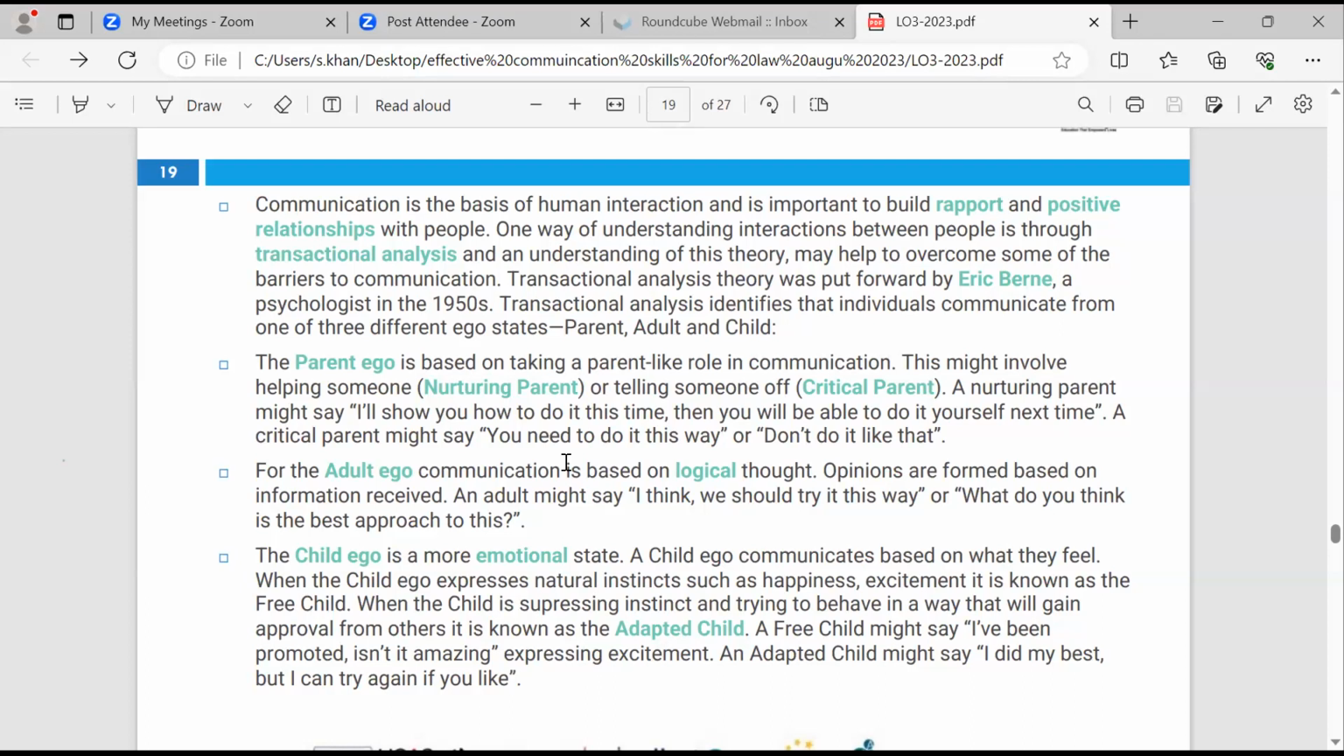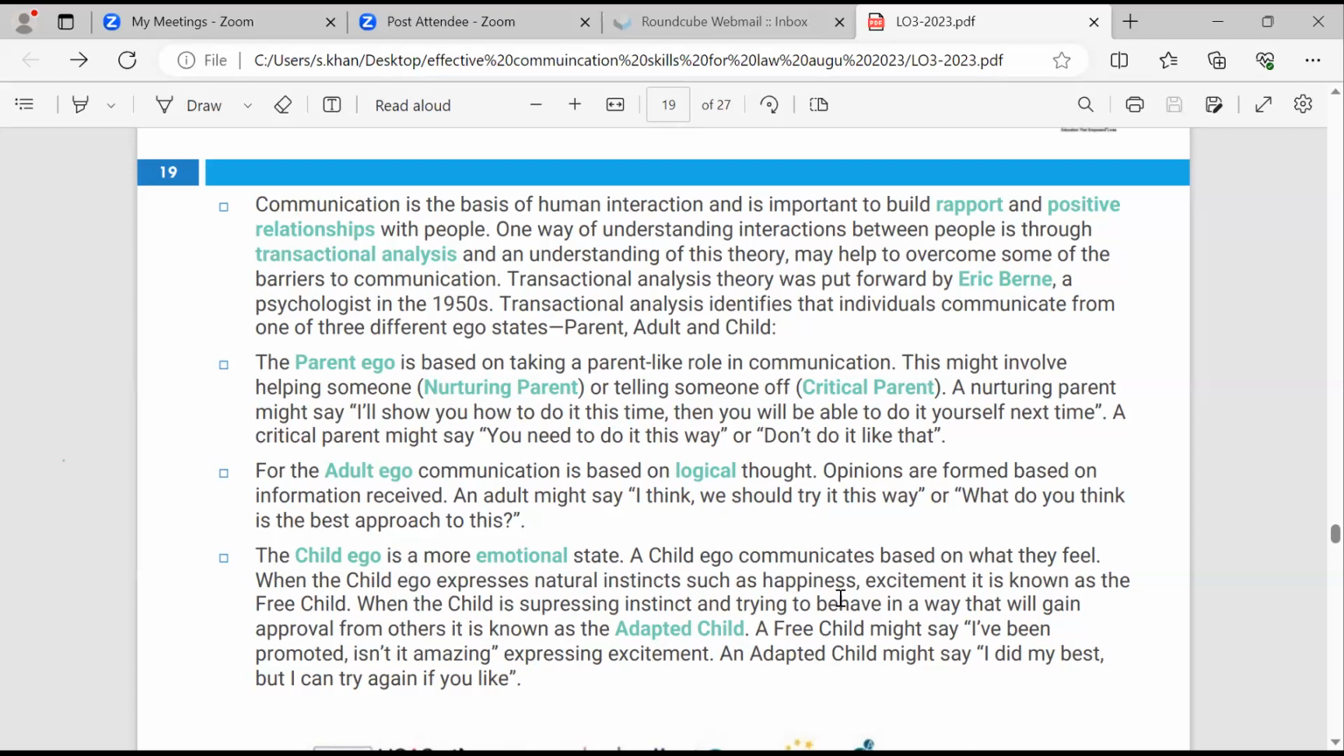A nurturing parent might say, I'll show you how to do this time, then you will be able to do it yourself next time. A critical parent might say, you need to do it this way, or don't do it like that. For adult ego, communication is based on logical thought. Opinions are based on information received. An adult might say, I think we should try it this way, or what do you think is the best approach to this? The child ego is a more emotional state.